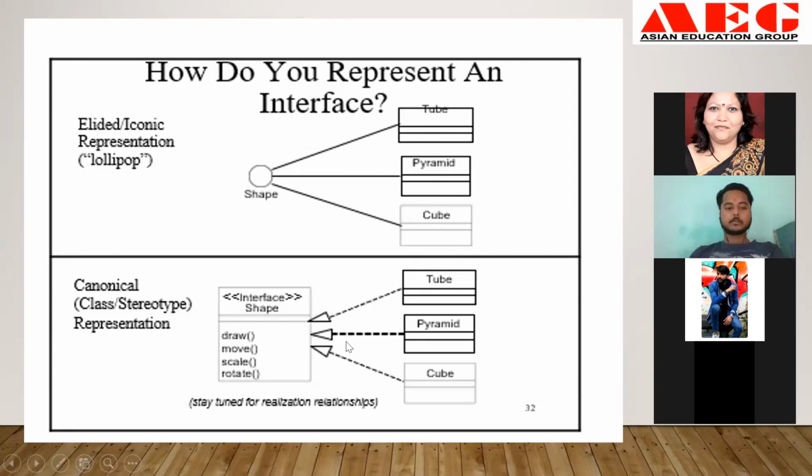So the interface Shape basically has a realization relationship. The tube of course inherits the properties of the shape interface. Pyramid also inherits the properties of the shape interface, and cube also inherits the properties of your interface Shape.